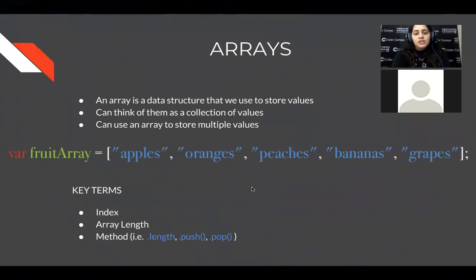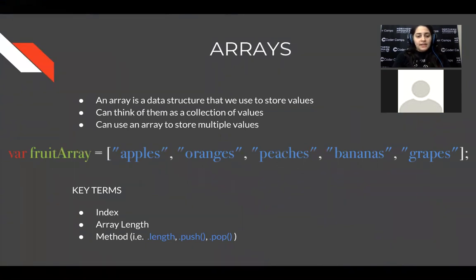So we'll jump into arrays. An array is a data structure that we use to store values. You can think of them as a collection of values or as a list. You can use an array to store multiple values. One thing with an array in JavaScript is that if you create an array, they all have to be of the same data type. And that's where we're talking about numbers, Booleans, strings.